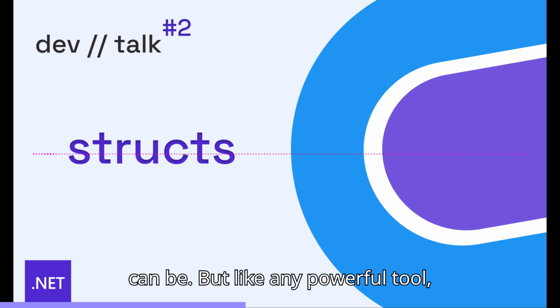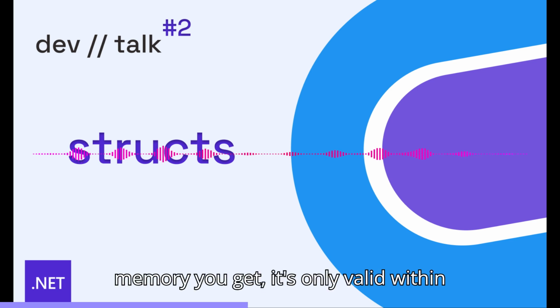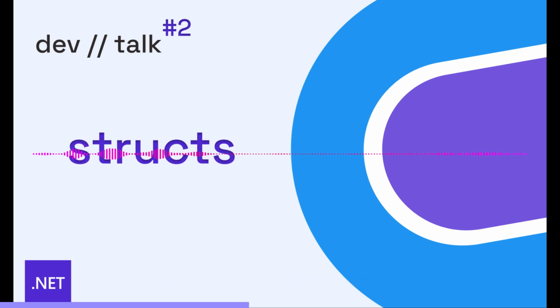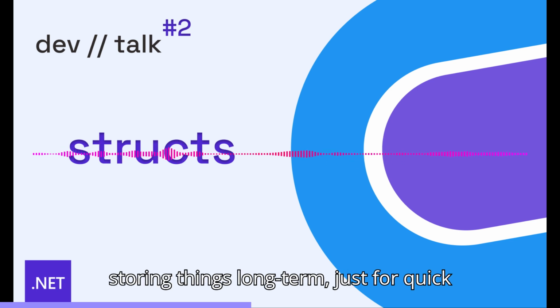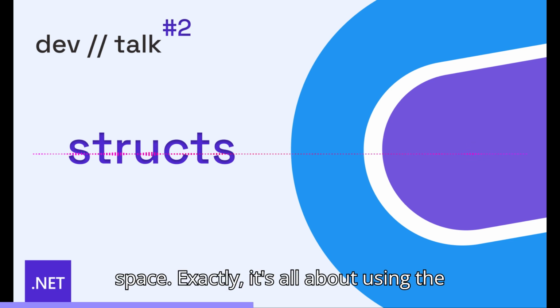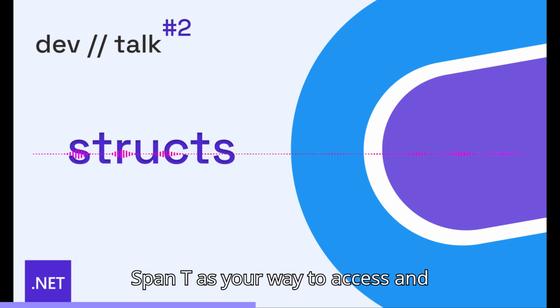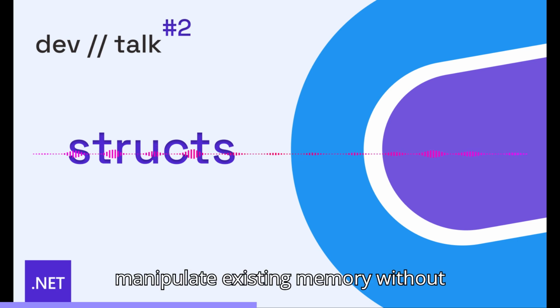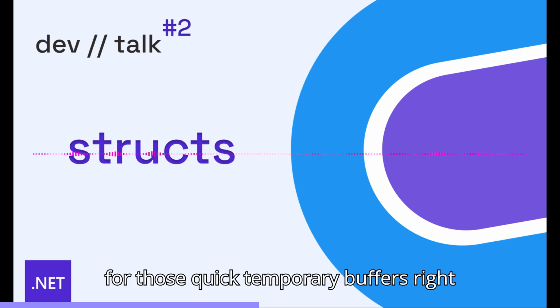It can be. But like any powerful tool, stackalloc comes with caveats. The memory you get is only valid within that function. Once you leave the function, it's gone. Poof. So not for storing things long-term, just for quick operations where you need a temporary space. Exactly. It's all about using the right tool at the right time. Think of Span<T> as your way to access and manipulate existing memory without creating copies. And then stackalloc is for those quick temporary buffers right on the stack.